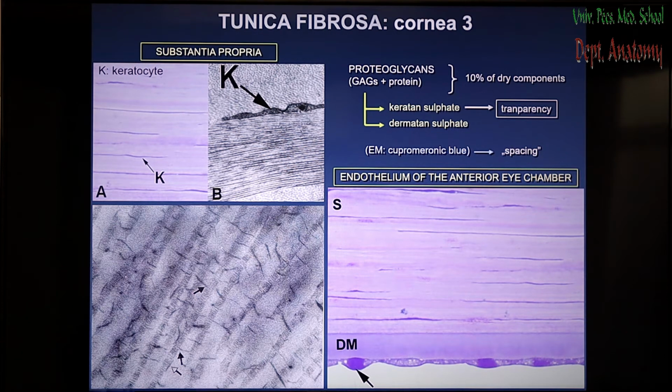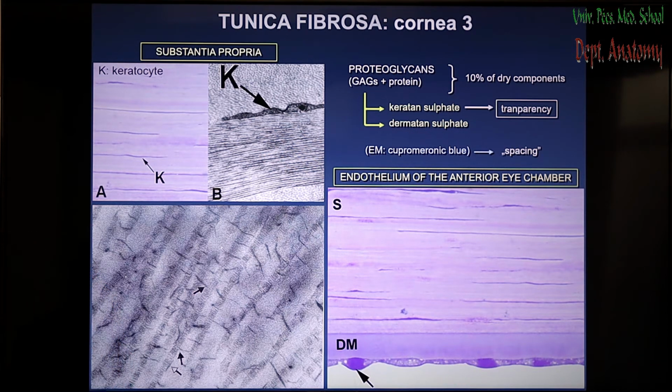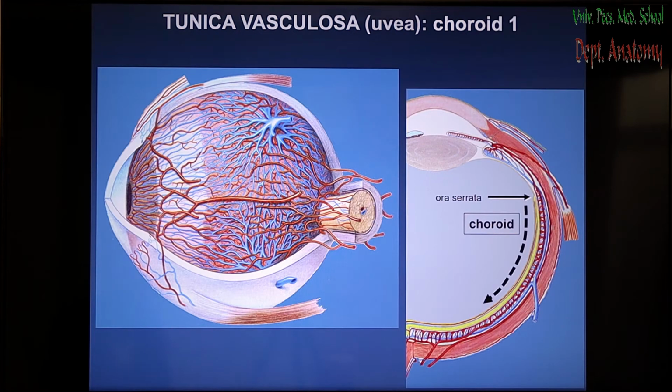About the endothelium of the anterior eye chamber, nothing much to be said. Everyone recognizes the flattened oval nucleus parallel with the surface. This is a weak endothelium there.